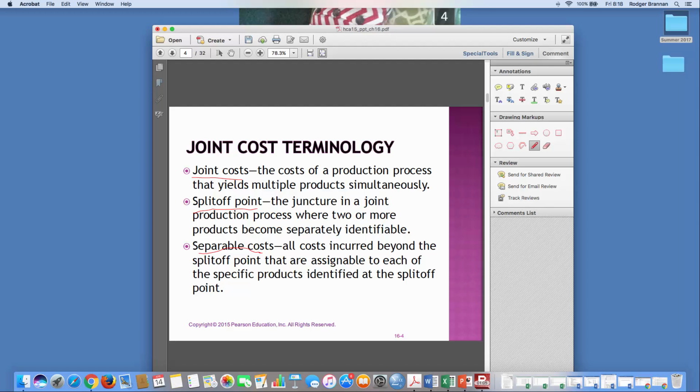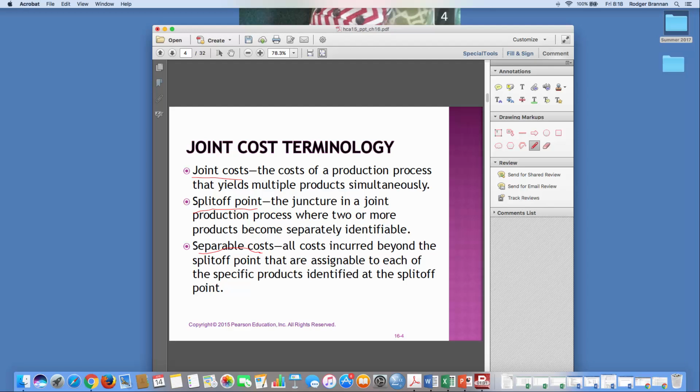So, for example, if I'm processing wheat, then the various products I'm going to produce from that will arise more or less at the same time. With oil, the same thing. The gas, the kerosene, the tar, everything is going to arise at the same time. So the question is, how much of those production costs do I allocate to each of those products?